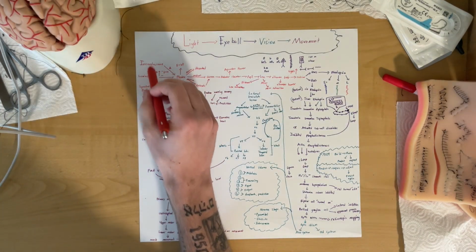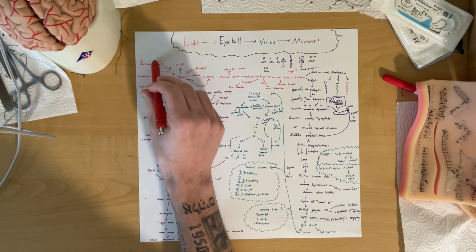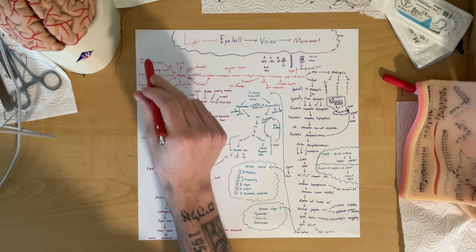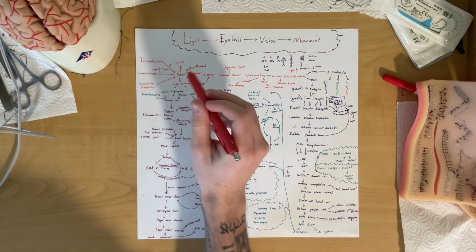So as you can see right here, light is produced by some sort of source. These three: incandescence, luminous, and synchrotron radiation.